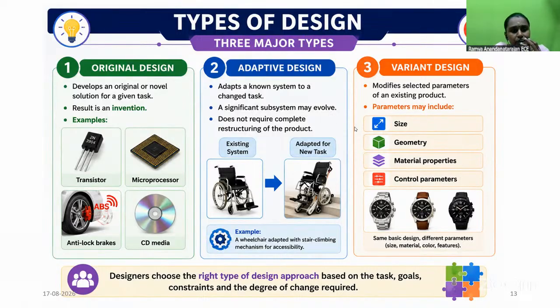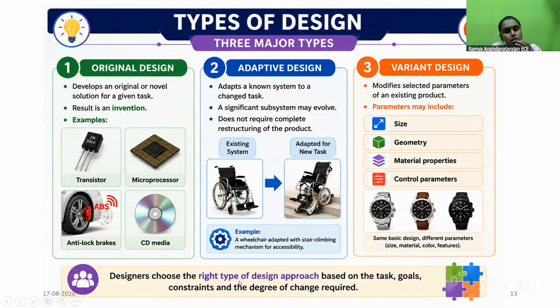So I think now you would have understood the three types of design. The first one is original design. That is, you develop an original or a novel solution for a given task. The result is an invention. The second one is adaptive design. It adapts a known system to a changed task. A significant subsystem evolves, and it does not require complete restructuring of the product. The third one is variant design. It modifies the selected parameters of an existing product, that is like size, geometry, material properties, or control parameters.